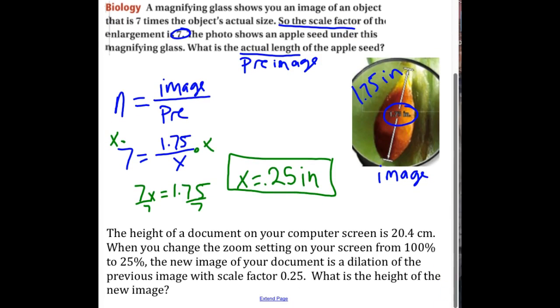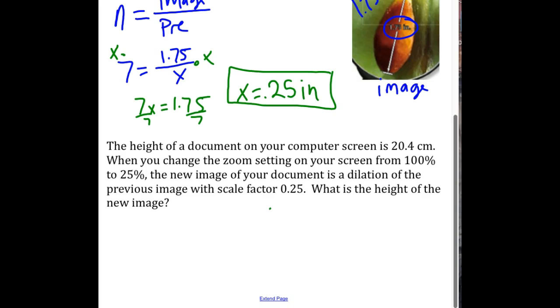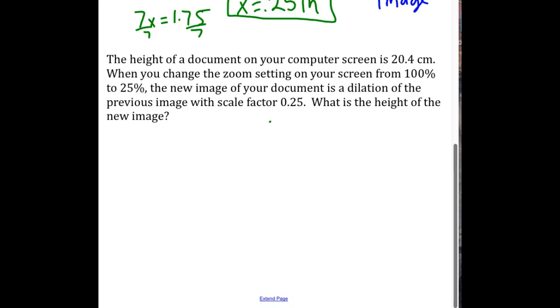Now here's another problem. It's pretty similar. This time though, they're talking about a computer. It says the height of a document on your computer screen is 20.4 centimeters. When you change the zoom settings on your screen from 100% to 25%, so you've zoomed out, the new image of your document is a dilation of the previous image with scale factor 0.25. What is the height of the new image? So think about this for a second. If we went from 100% zoom to 25%, is this a reduction or an enlargement?